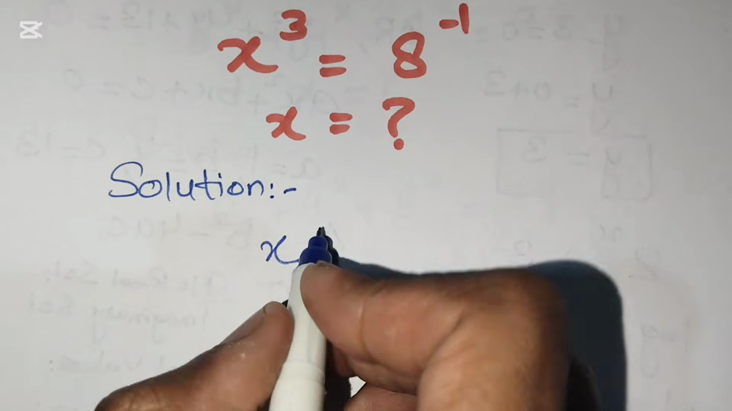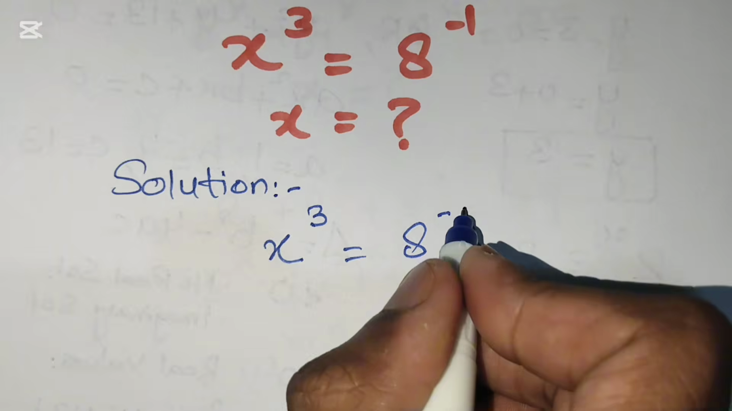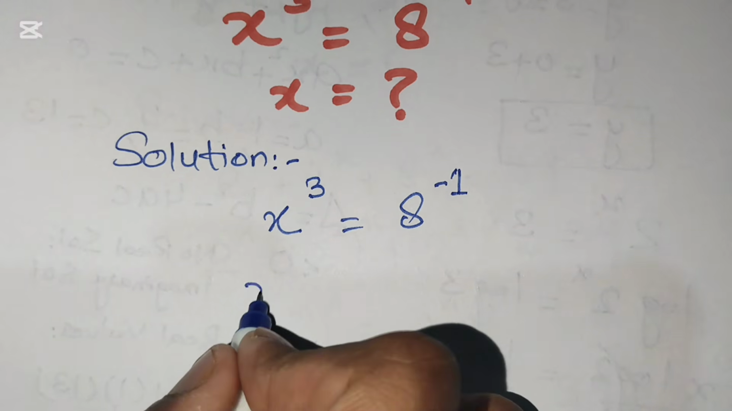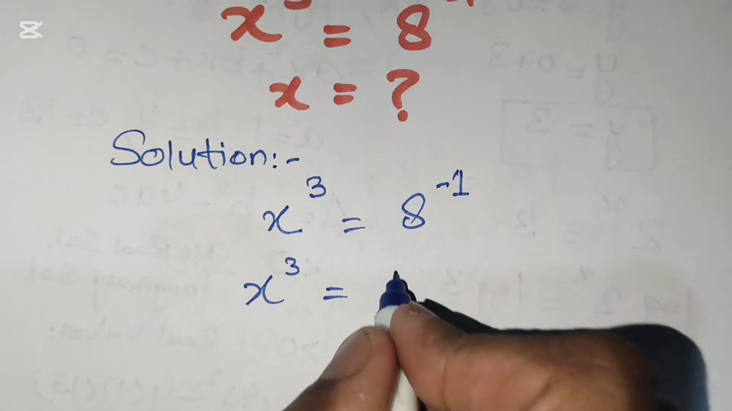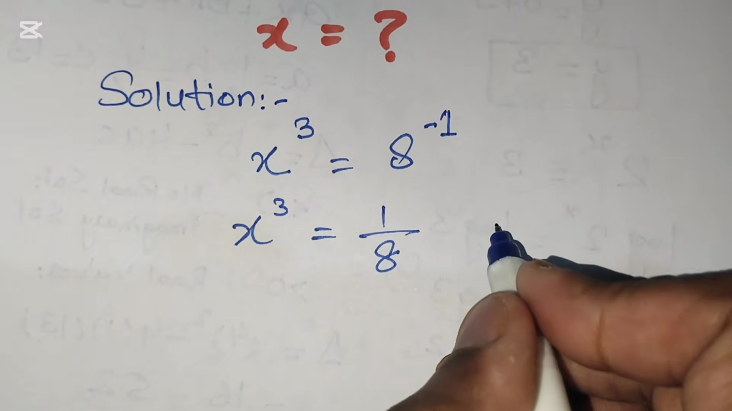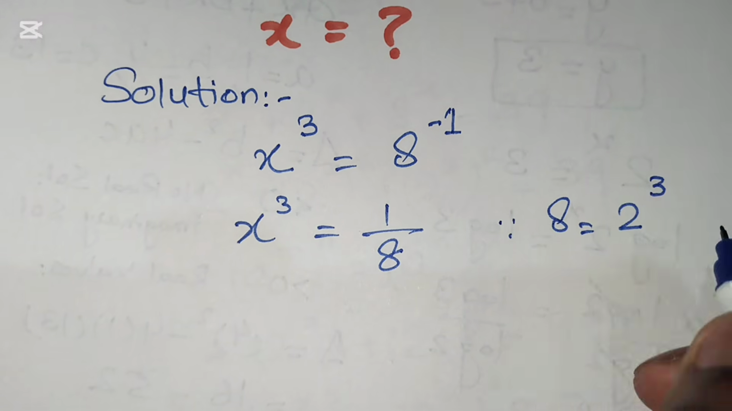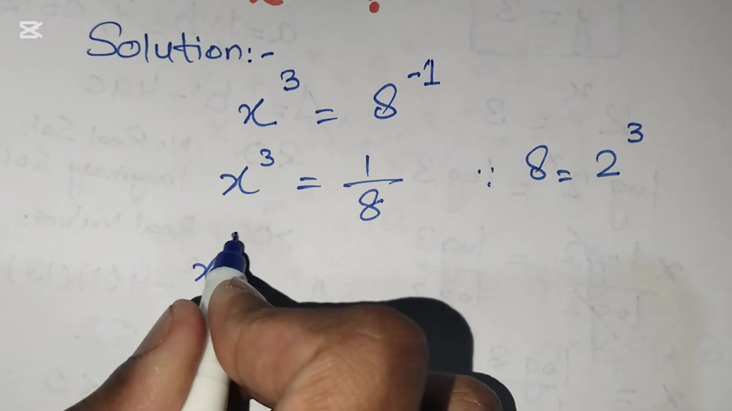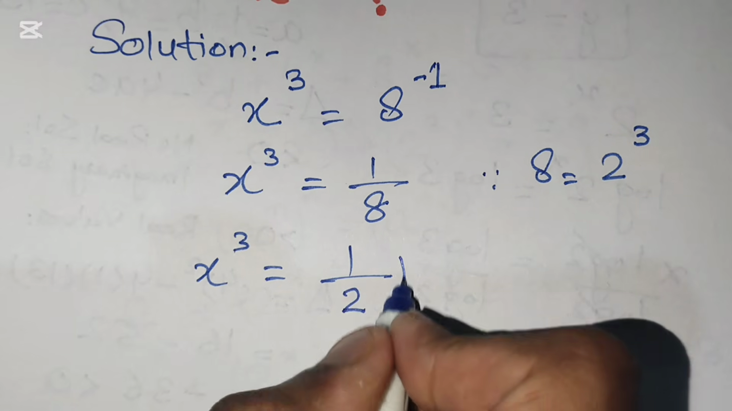We have the equation x raised to the power 3 is equal to 8 raised to the power minus 1. We can write this equation as x cube is equal to 8 power minus 1, written as 1 over 8. As we know, 8 can be written as 2 cube: 2 into 2 is 4, and 4 into 2 is 8. So x cube is equal to (1 over 2) whole cube.